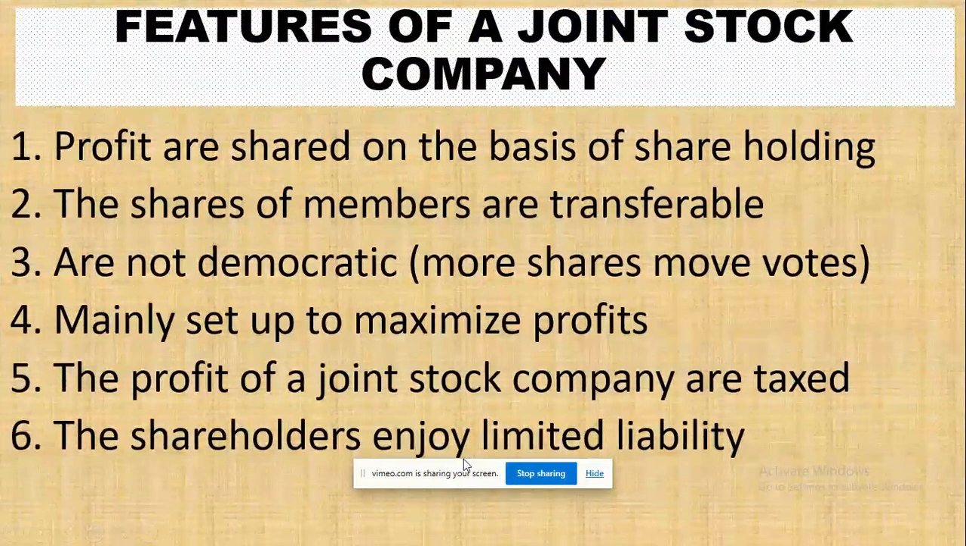Now let's move to the features of a joint stock company. Features, or we can call it characteristics. Profit is shared on the basis of shareholding. Profits made in the joint stock companies are shared among the owners of the business. The shares of the members are transferable. They can decide to transfer their shares from one member to another.